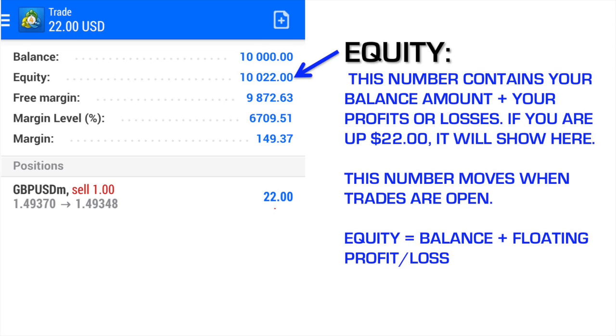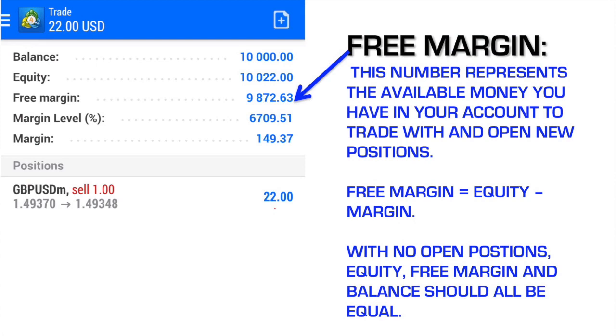So if you're in a big negative, then your equity is going to go down. And when you actually decide to close your order, whatever your equity says, that is going to become your balance. Your equity is going to go to zero when you close the order out.